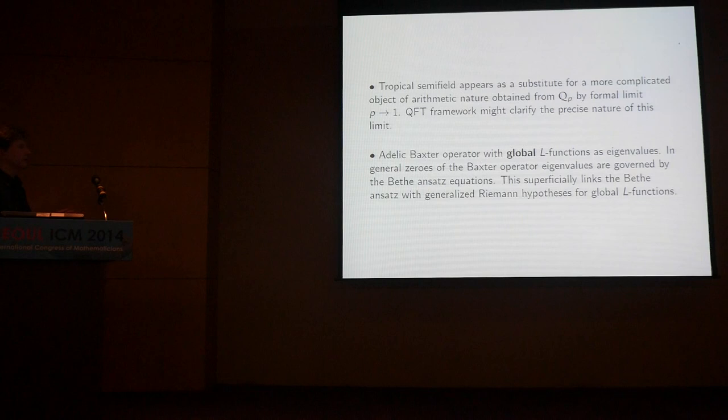So this links the Bethe ansatz with the generalized Riemann hypothesis for global wave functions, because again the statements about the zeros of wave functions can maybe be formulated in terms of theories where these wave functions arise as eigenvalues. In some sense, it reminds one of the old Faddeev-Pavlov approach to the generalized Riemann hypothesis via scattering theory, but well, it's just one of the directions. So maybe I stop here and have time for questions. Thank you.